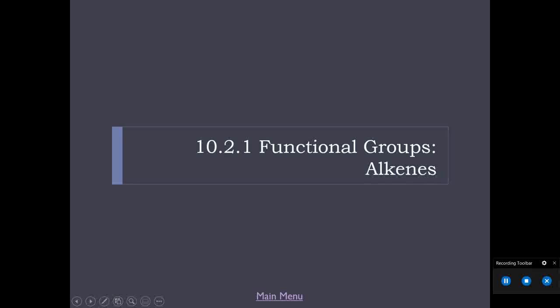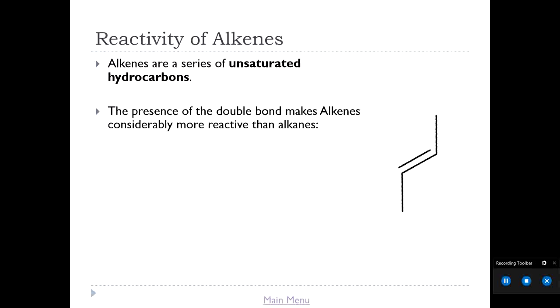Today we're going to look at the next family of functional groups, and that is the alkenes, which are hydrocarbons with a double bond. So alkenes, we call them unsaturated hydrocarbons. The alkanes, we consider them saturated because there's no more places to put hydrogen on them. These ones are unsaturated because we can add things across the double bond. The presence of the double bond in an alkene makes them considerably more reactive than an alkane.